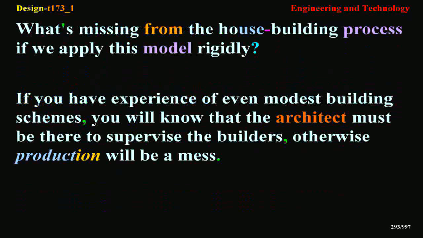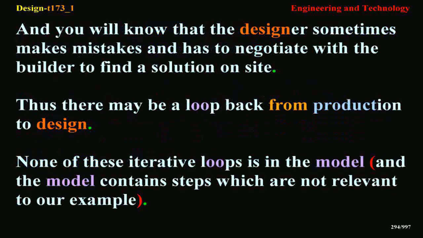What's missing from the house building process if we apply this model rigidly? If you have experience of even modest building schemes, you will know that the architect must be there to supervise the builders, otherwise production will be a mess. And you will know that the designer sometimes makes mistakes and has to negotiate with the builder to find a solution on site. Thus there may be a loop back from production to design.